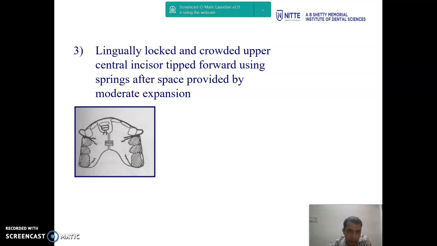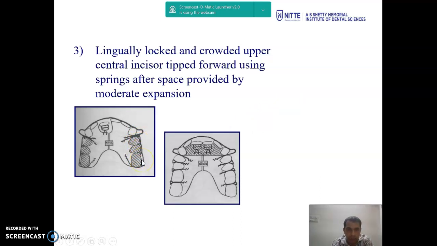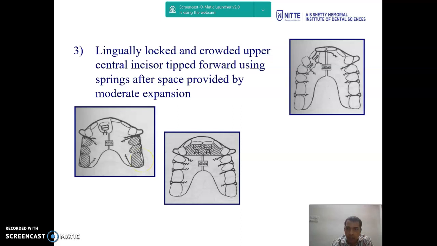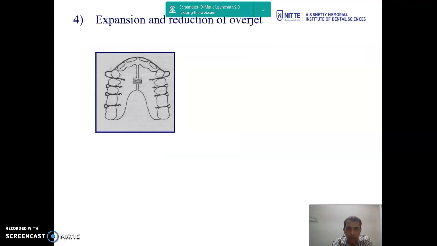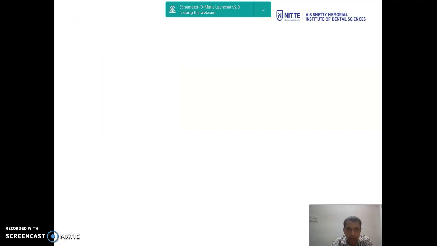Now we see this picture. There is a spring being used to correct the crossbite in the anterior segment, and also posterior expansion. Here we see the bite plate, a posterior bite plate. This causes the expansion. Various springs are used along with the expansion screw. Expansion and reduction of overjet: here you can see that there is an expansion and reduction of the overjet. The labial bow causes the reduction of overjet and expansion of the posterior segment.